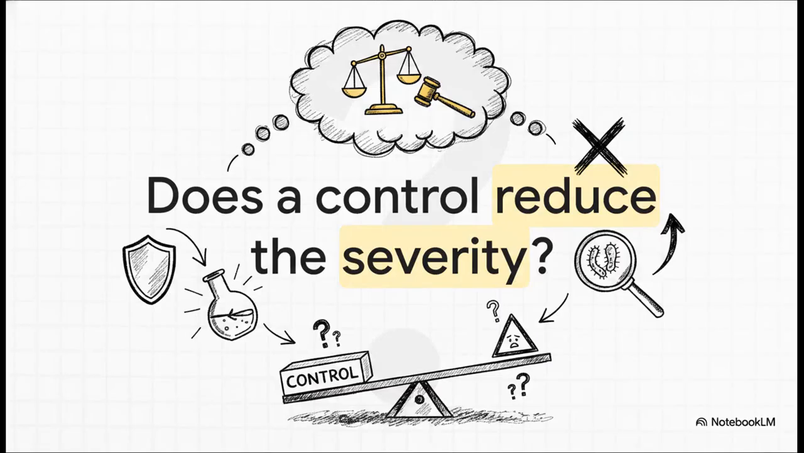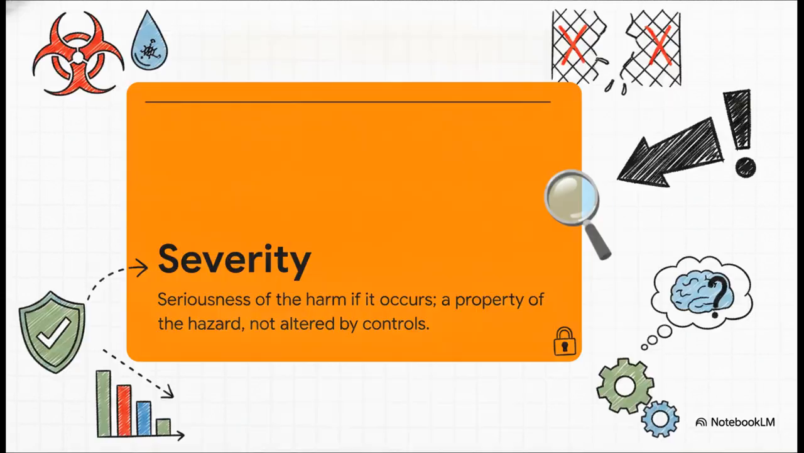And this brings us to a massive industry misconception. It's a debate that pops up in risk assessment workshops all the time, and it often severely skews the results if people get it wrong. Does adding a control reduce severity? The answer is a definitive no. Adding a control does not reduce severity.